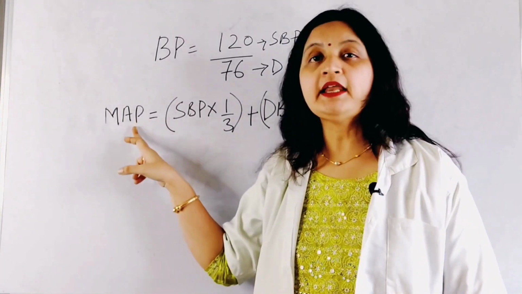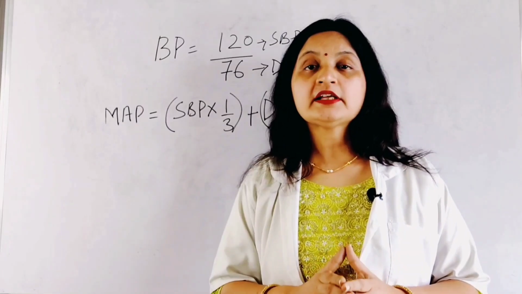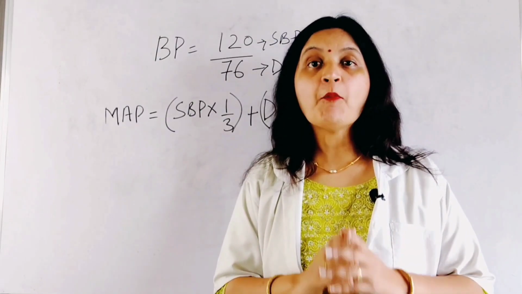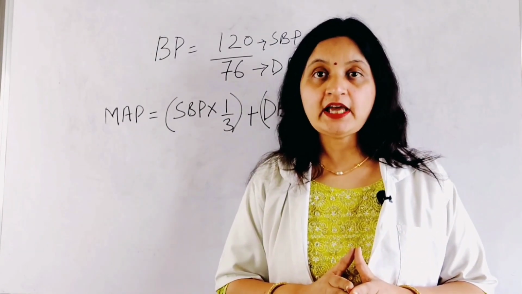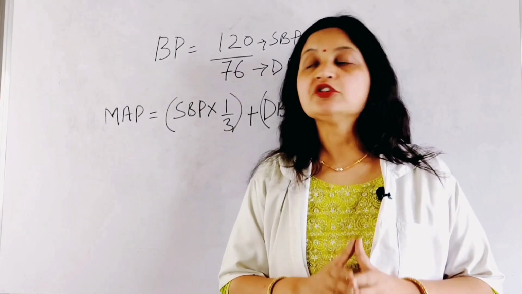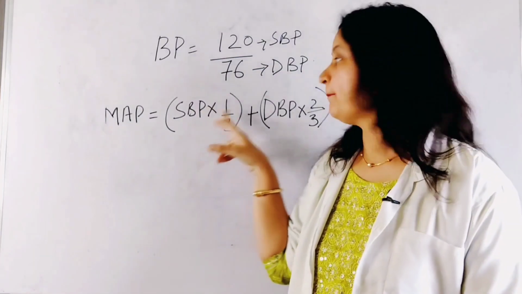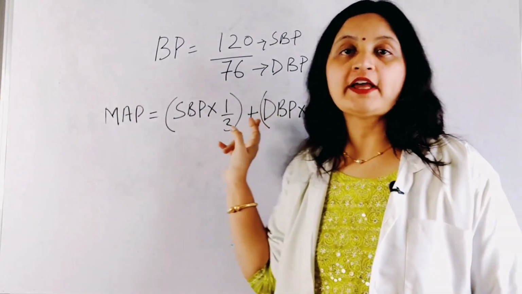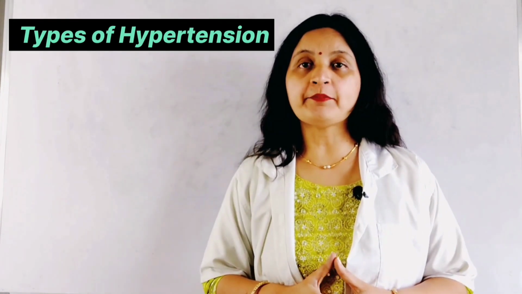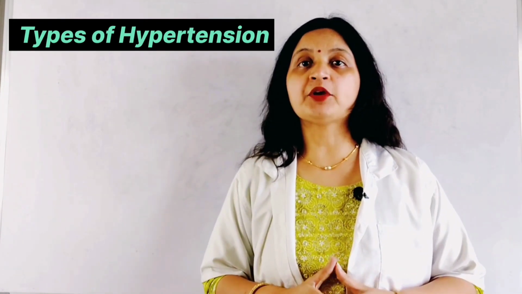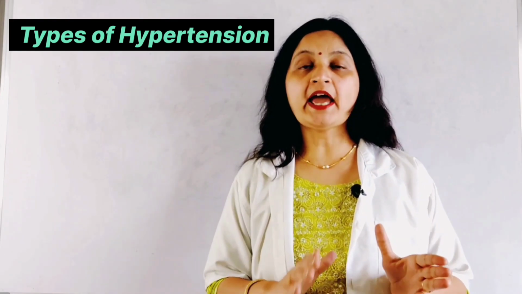So what is mean arterial pressure? Mean arterial pressure collectively reflects both systolic blood pressure and diastolic blood pressure and is shown by the equation: 1/3 of systolic blood pressure plus 2/3 of diastolic blood pressure. Next, what are the types of hypertension? Hypertension can be of two types, primary hypertension and secondary hypertension.